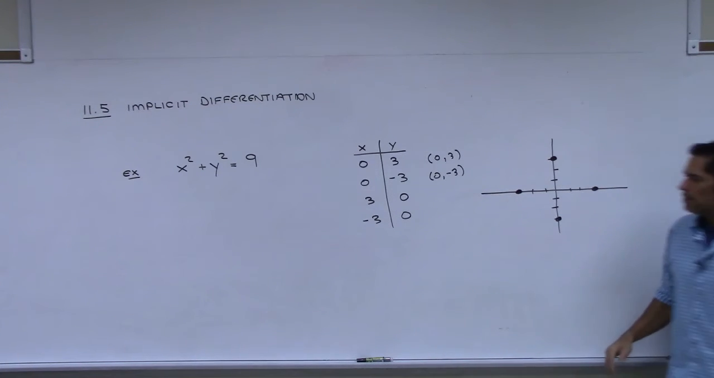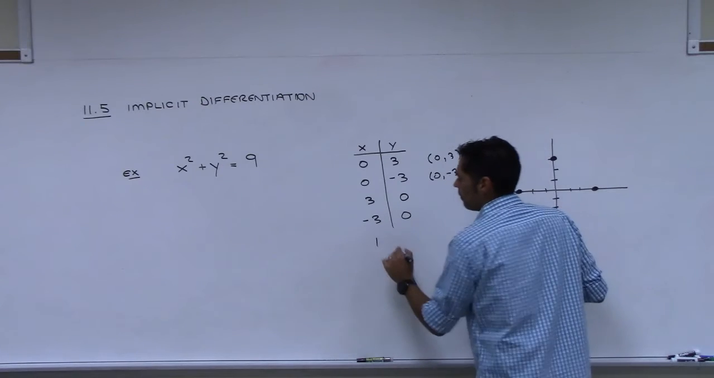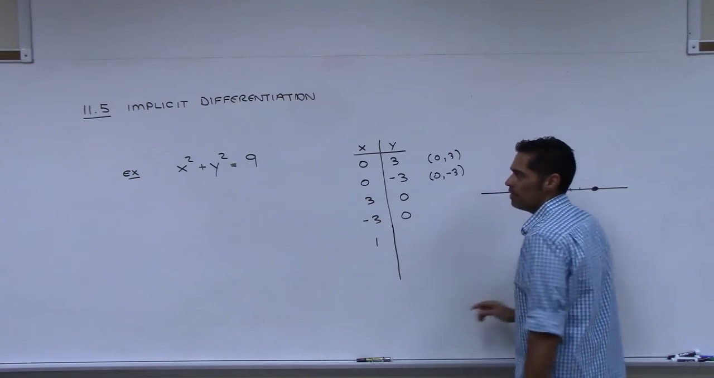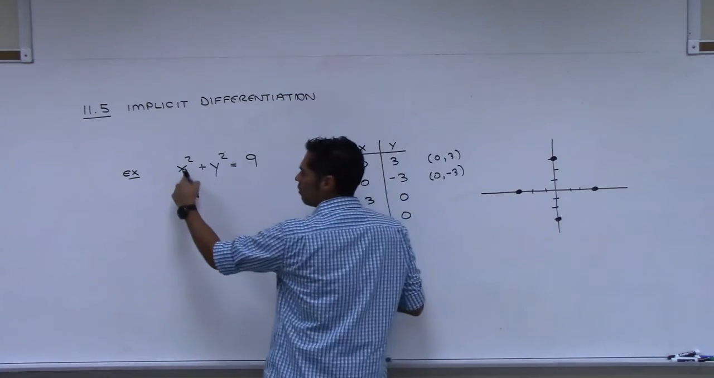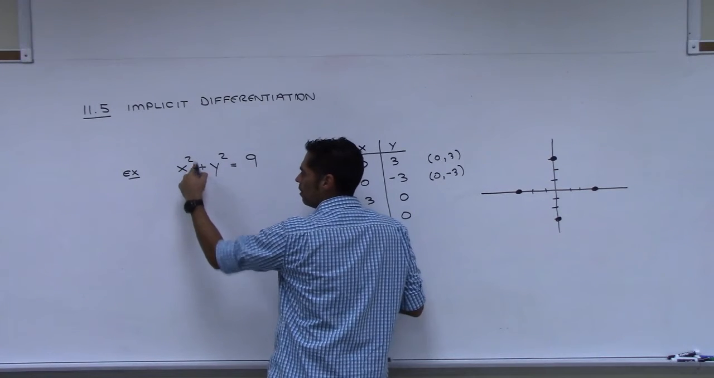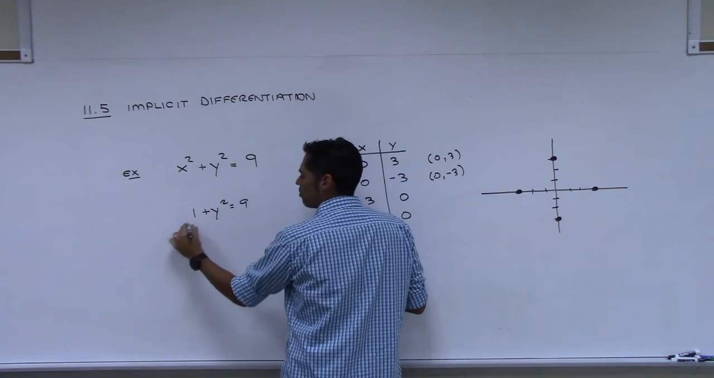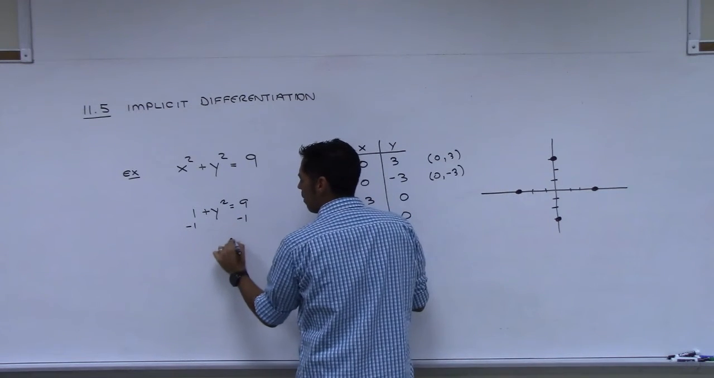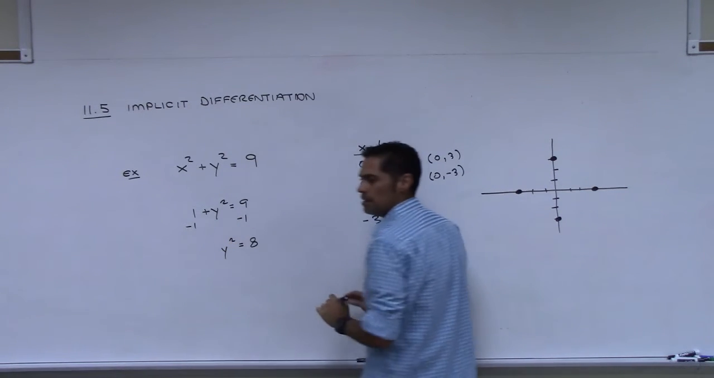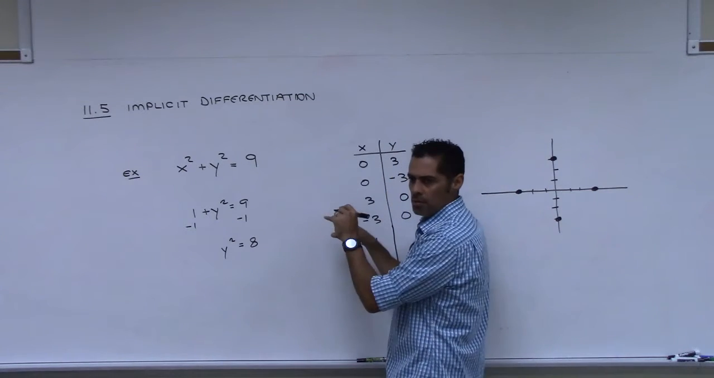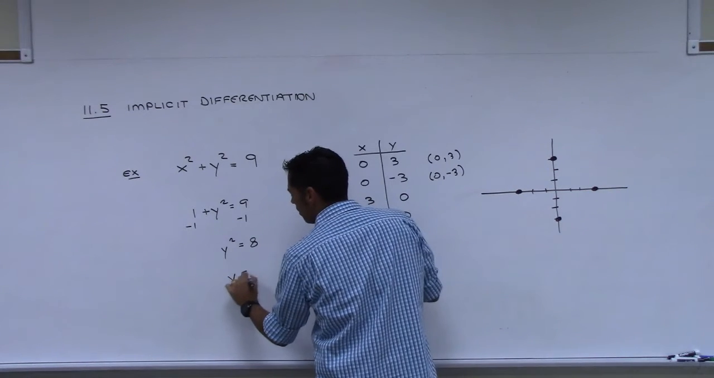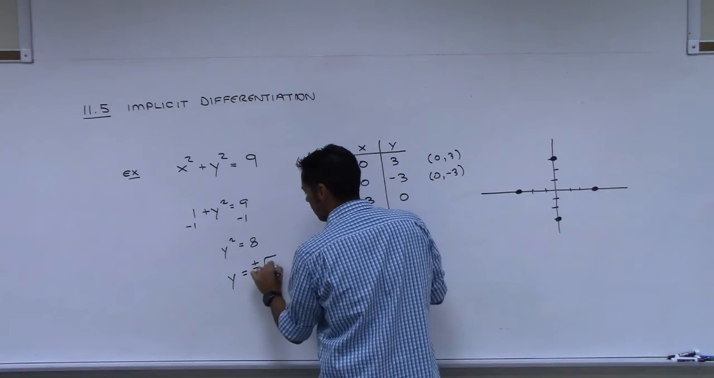So maybe we try something else. How about 1 for x? If 1 is x, let me actually plug it in here. What's 1 squared? 1. So we get 1 plus y squared equals 9. If I subtract 1 on both sides, I get y squared is 8. And then I take the square root on both sides, and I get y is equal to plus or minus the square root of 8.